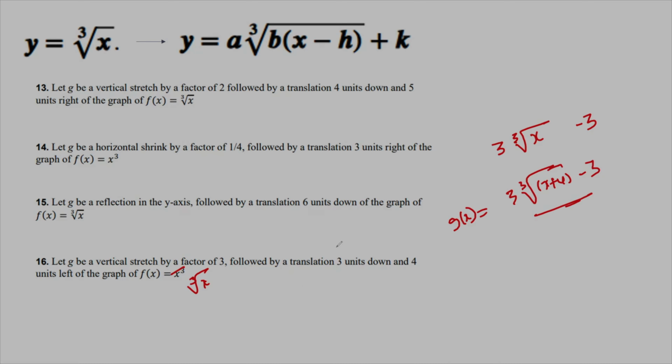So always remember, whenever we transform a function, the sequence is: first is the reflection, stretch or shrink. Second priority is the translation. So always first stretch, shrink, reflect, and then later on do the left, right, up, down.